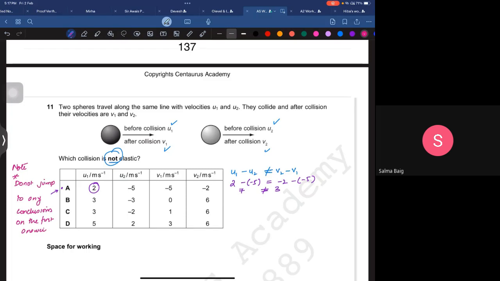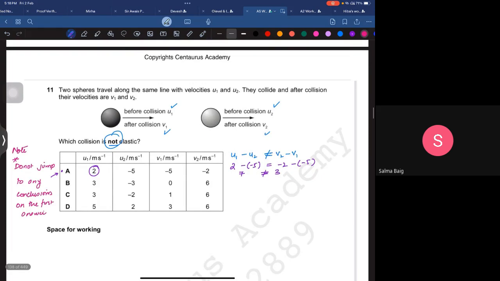Okay. Now, kids, the next thing we're going to do is check the next one. So according to this formula, U1 is 3 minus minus 3 equals 6 minus 0. So 3 plus 3 is going to be 6. That's also 6, so these are equal. That should not be our answer, because it shows an elastic collision.